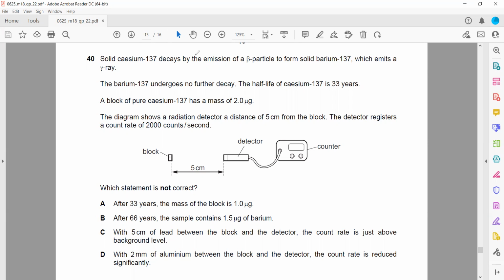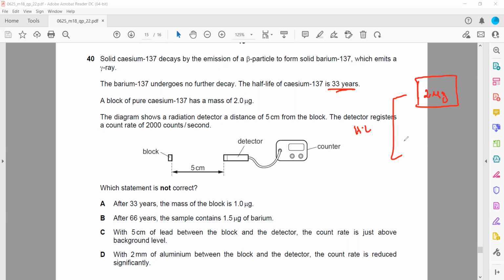So if we have, the question is which statement is not correct? Look, if we have 2 microgram of a radioactive sample after 33 years, half-life is the time taken by half of the sample to decay.